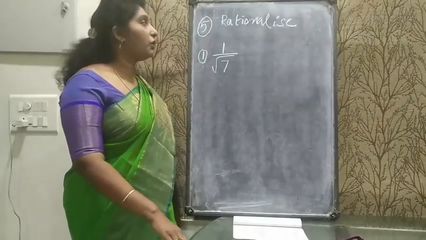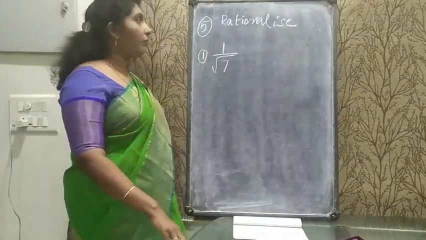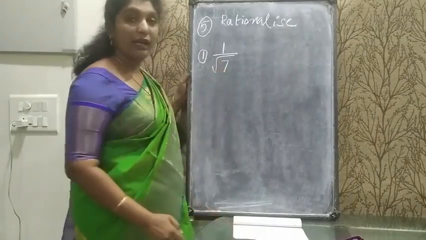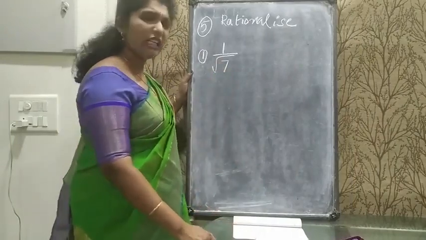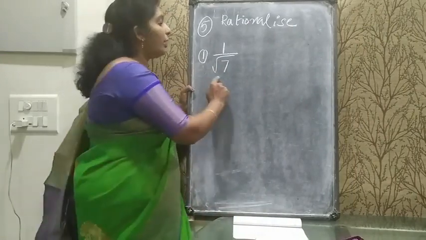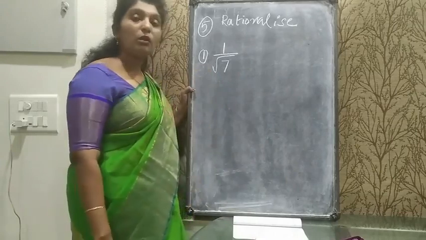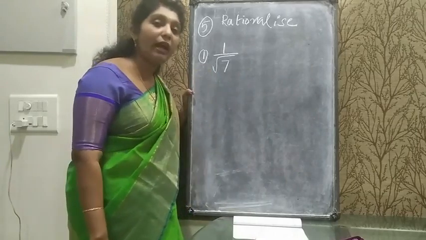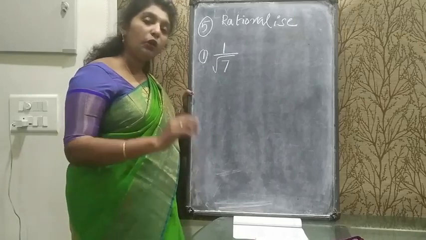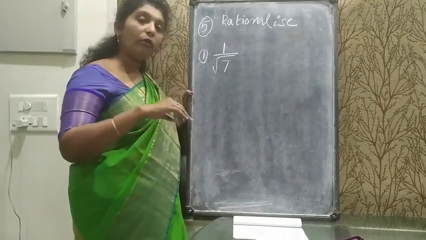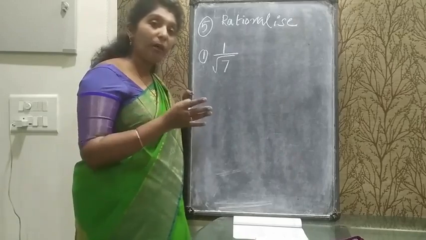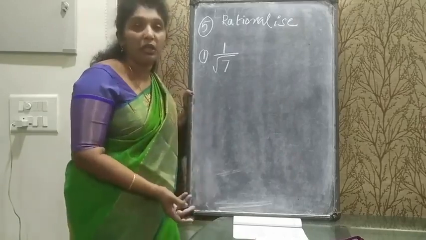The fifth question of the exercise 1.5. Rationalize 1 by root 7. We have to rationalize the given number. What is meant by rationalize? Here you can see the denominator root 7 is given. That is an irrational number. Rationalization means you have to rationalize the denominator. It means if the given number is an irrational number, you make it rational.